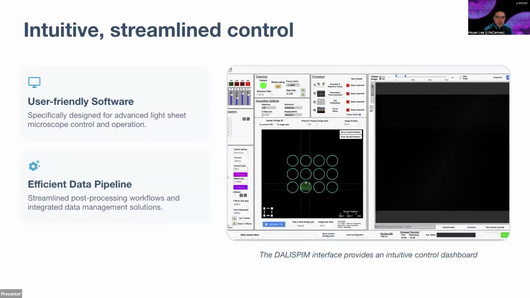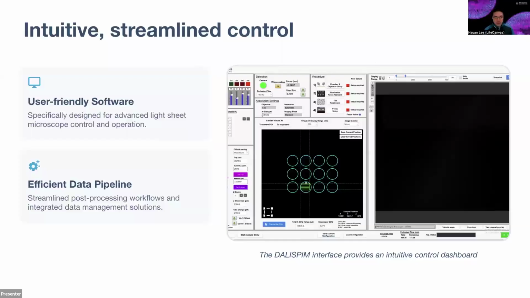As for the software control, because all of our software is designed for light sheet microscopes, it's especially user-friendly. And for the procedure, we have guided steps, 1 to 4, and the users just need to follow steps 1, 2, 3, 4, and then that's it, ready for imaging.